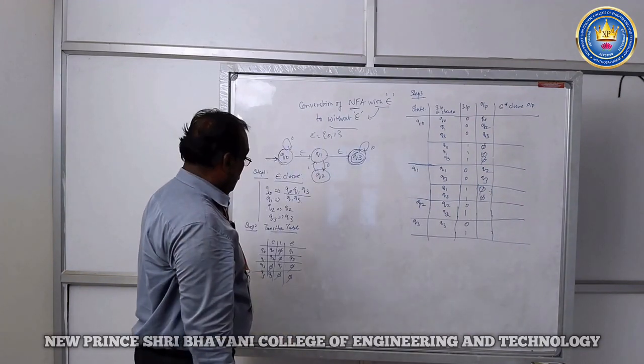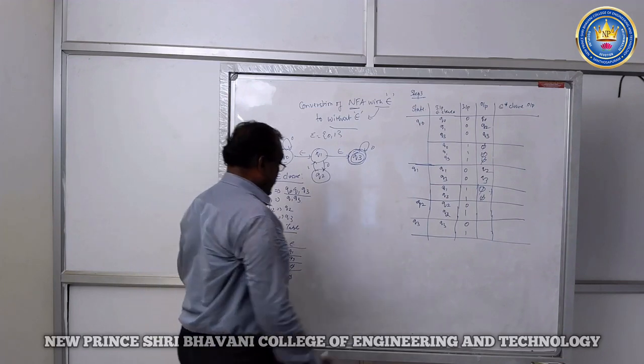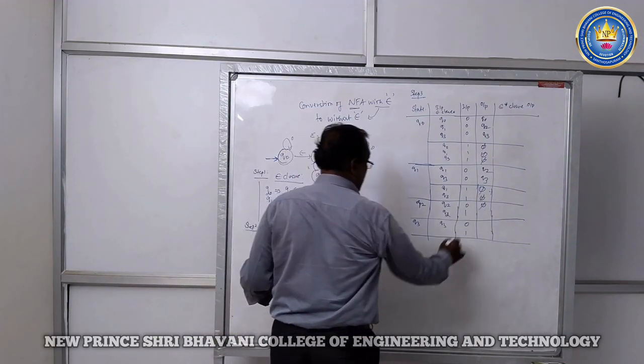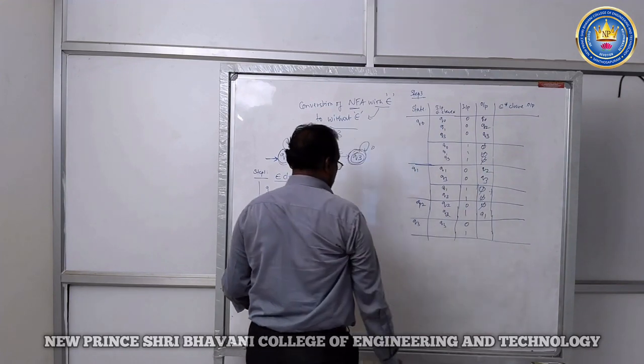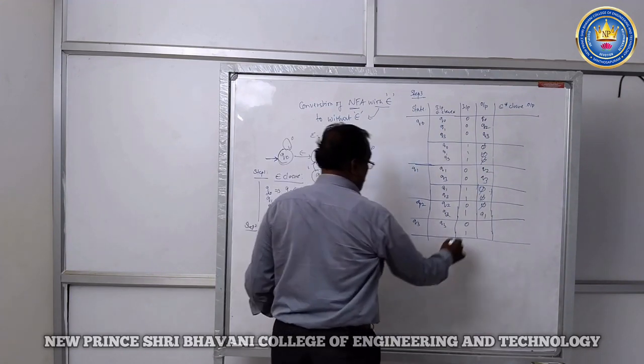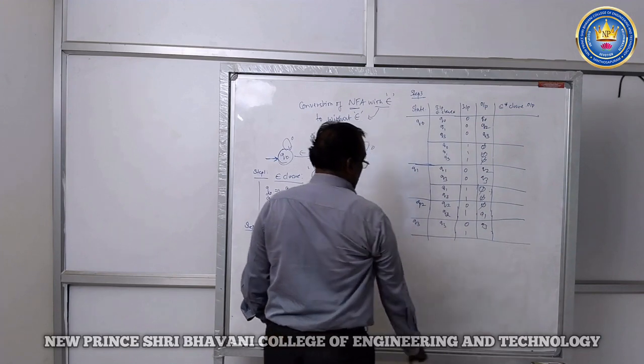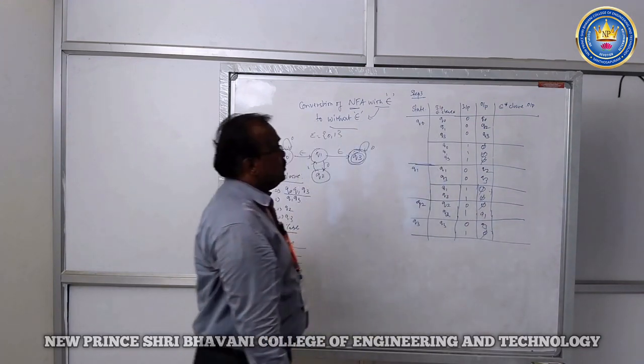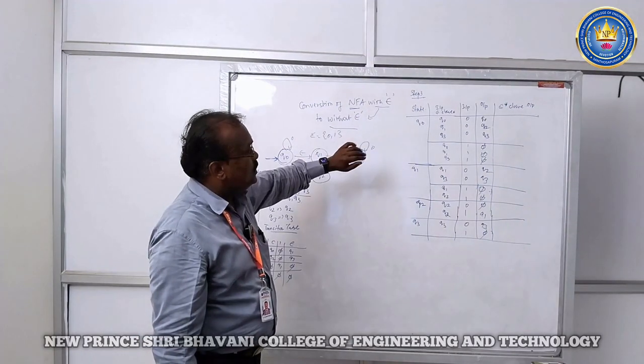Next Q2 of 0. Q2 of 0 is phi. Q2 of 1 is Q1. And Q3 of 0. Q3 of 0 is Q3. And Q3 of 1 is phi. Okay, so these are the outputs now.